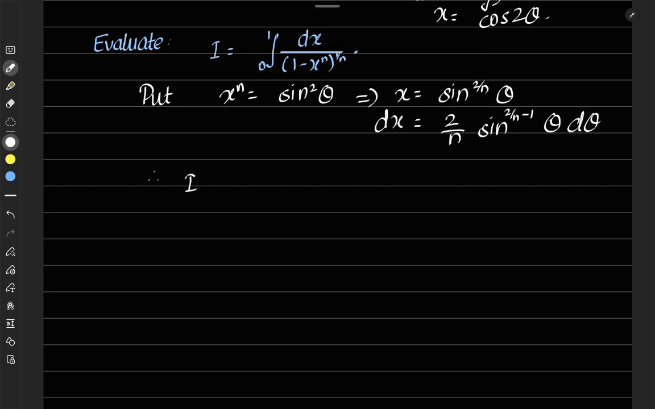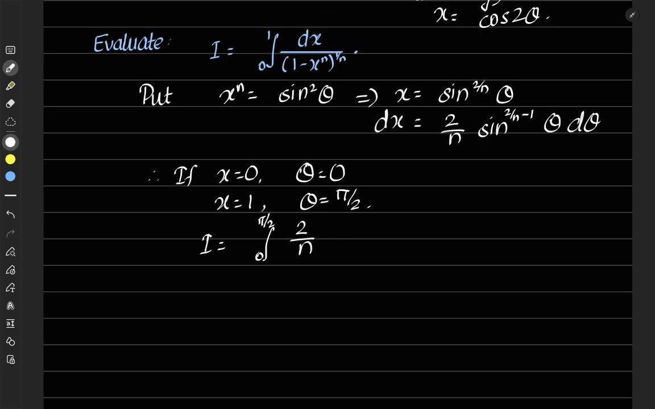So we can write our integral I as the integral from 0 to pi by 2. Notice that the limits will change from 0 to pi by 2. We will verify that claim. If x is 0, then sine square is 0, so sine theta is 0, so theta is 0, and when x is 1, sine square theta is 1, so theta is pi by 2. So our integral limits change from 0 to pi by 2. Instead of dx, we are writing 2 by n sine to the power 2n minus 1 theta.